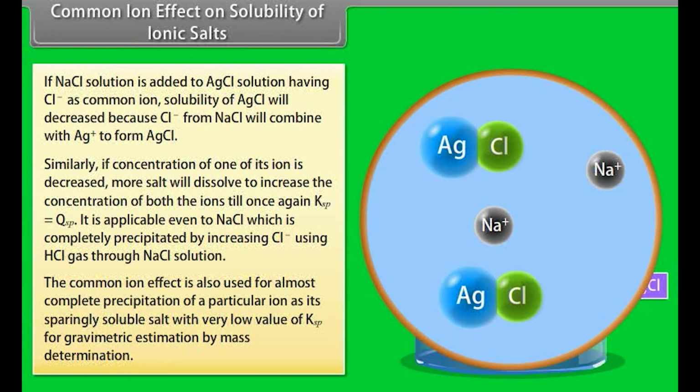The common ion effect is also used for almost complete precipitation of a particular ion as its sparingly soluble salt with a very low value of Ksp for gravimetric estimation by mass determination.